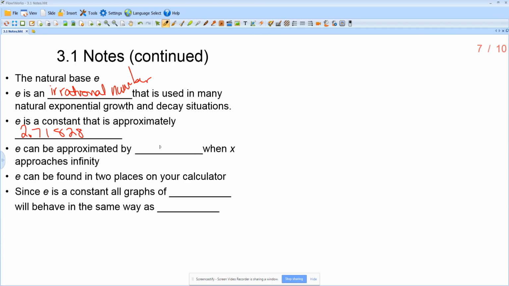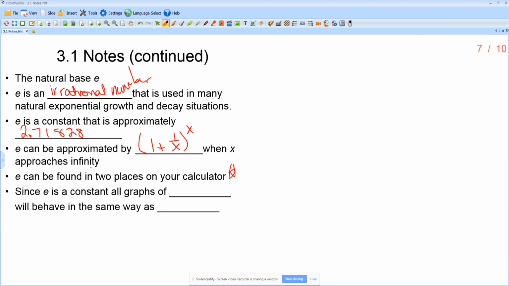It can be approximated by the expression (1 plus 1 over x) to the power of x as x approaches infinity. This is not particularly important for you, but in the back of your mind, you could be thinking, there is something that gives us e. It's (1 plus 1 over x) to the power of x as x goes to infinity. E can be found in two places on your calculator. Make sure that you remind us so that we can point out where those two places are. One of them is a little more helpful than the other.